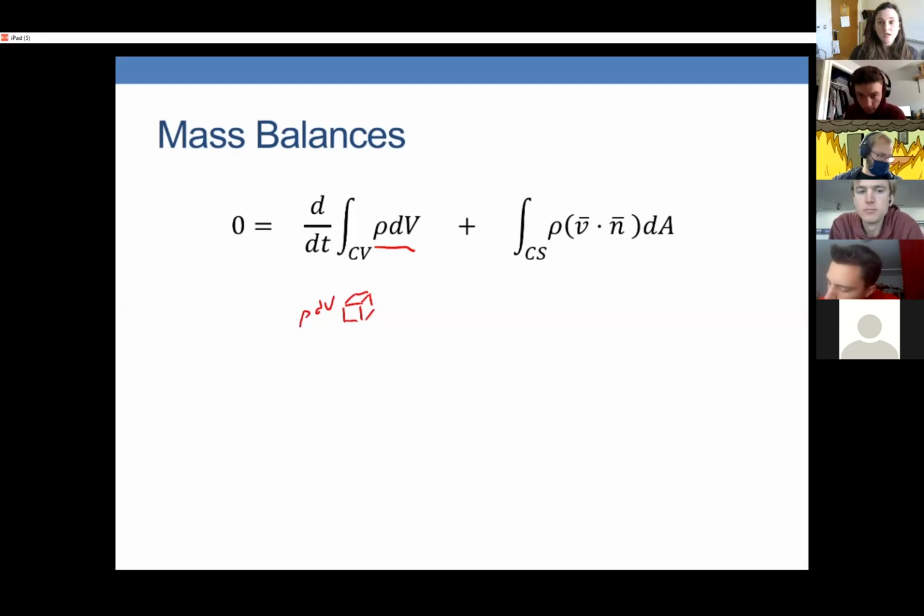Okay. All right, so density times volume, what do you get? Mass. Thank you, Connor. So the density times that little differential volume would be mass. You add it up over the whole volume, and what you get is the total amount of mass in the control volume, dm dt. If you want, you could put a little CV to remind yourself that this is the mass in the control volume, but a lot of times you'll just say dm dt.